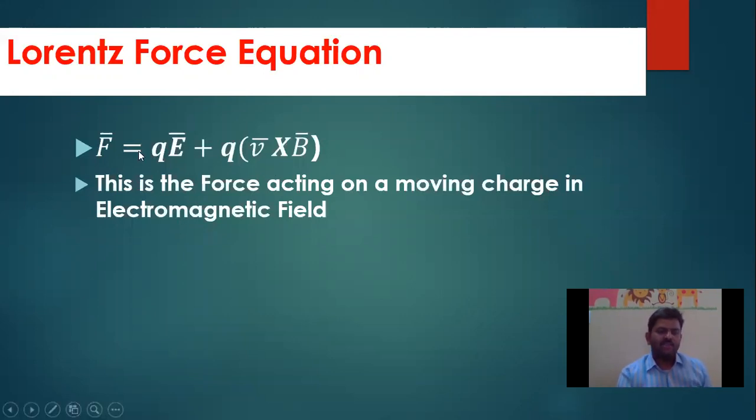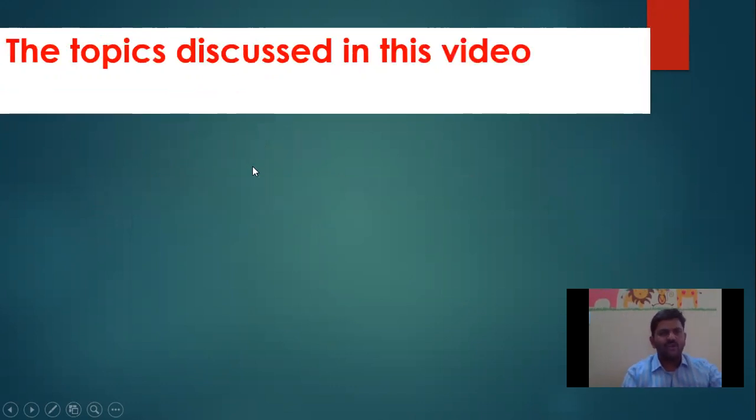The only difference between these two is that the force on a charged particle kept in an electric field does some work on it. But for a charged particle moving in a magnetic field, the magnetic force will not do any work, because the direction of the force is perpendicular to the motion of the charged particle. That is the difference between the electric field and magnetic field in terms of force.